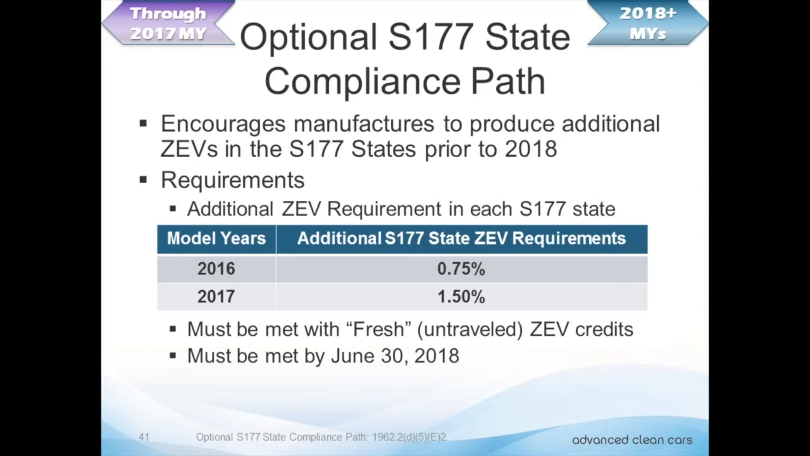Large volume manufacturers and intermediate volume manufacturers that chose the optional Section 177 state compliance path before September 1, 2014 have an additional 0.75% ZEV requirement in model year 2016 and an additional 1.5% ZEV requirement in model year 2017 in each of the Section 177 states. These additional percentages cannot be met with traveled credits, and these requirements must be fulfilled by June 30th, 2018.